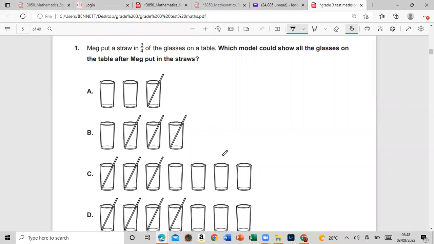Alright. So question 1 says Meg put a straw in 3/4 of the glasses on a table. Which model could show all the glasses on the table after Meg put in the straws? So what they want to see is which of these models shows 3/4 with straws in it. Go ahead and do that. Is it this one? Is it this one? Or is it this one? Or is it this one? Now, 3/4 means out of 4, 3. So that would give us B. Hope everyone got that one.